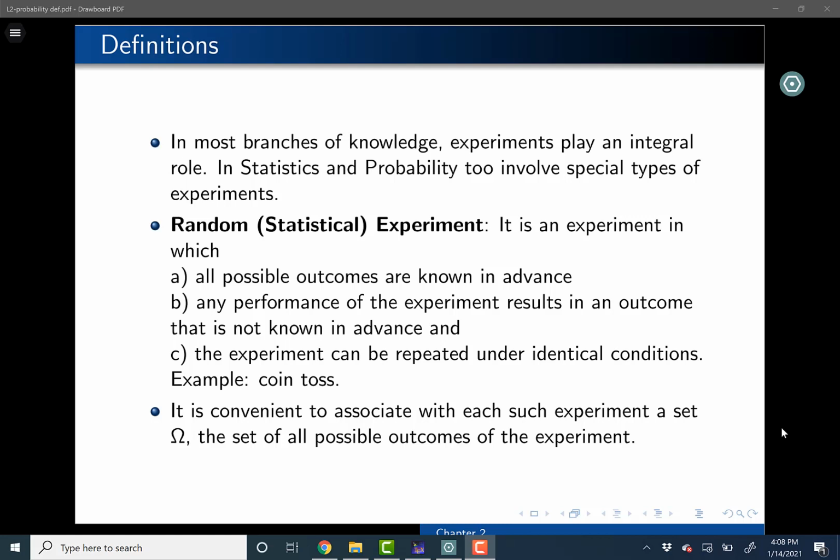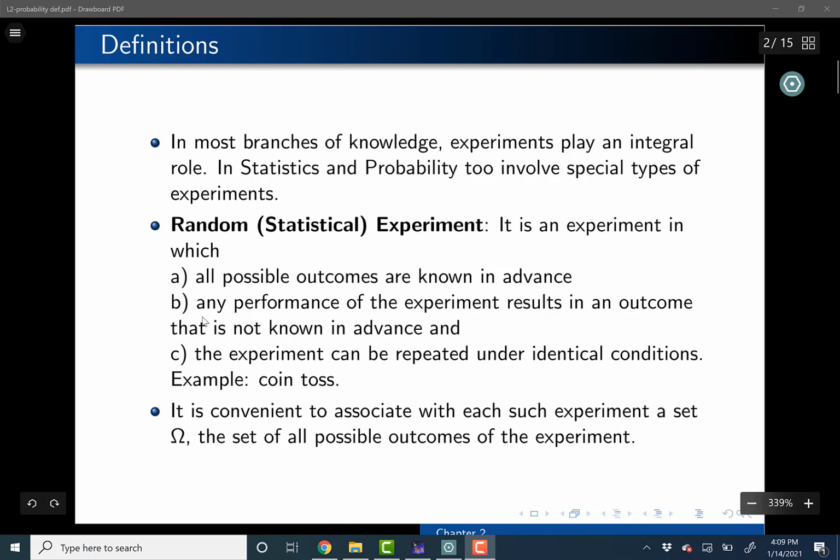Experiments play a key role in many branches, like physics, chemistry, and so on. They also play a role in statistics and probability. So how do we define a random experiment or a statistical experiment? It is an experiment in which these three conditions are satisfied. Condition A: all possible outcomes are known in advance. For example, if you toss a coin, you know that the coin will either land on heads or tails. So you know all possible outcomes.